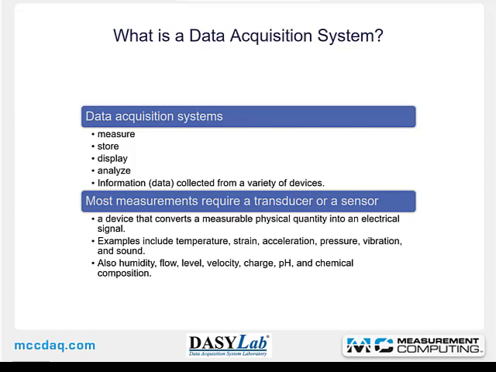Most measurements require a transducer or a sensor to convert the measurable physical quantity into an electrical signal that the computer can use. Examples, of course, include temperature, strain, acceleration, pressure, vibration, sound, humidity, flow, level, velocity, charge, pH, and chemical composition. We're only limited by the type of sensor.